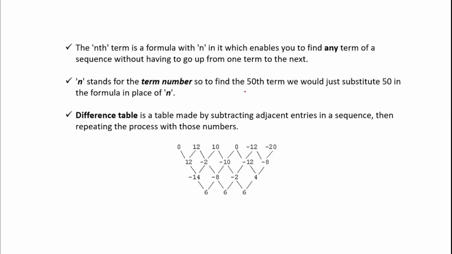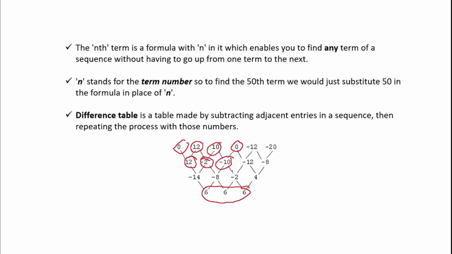So we have here the difference table. The difference table is a table made by subtracting adjacent entries in a sequence, then repeating the process with those numbers. So we subtract: 12 minus 0 is 12, 10 minus 12 is negative 2, and so on, 0 minus 10 is negative 10, until it reaches a constant row. In this case, this is a cubic, since the constant row is in the third difference.